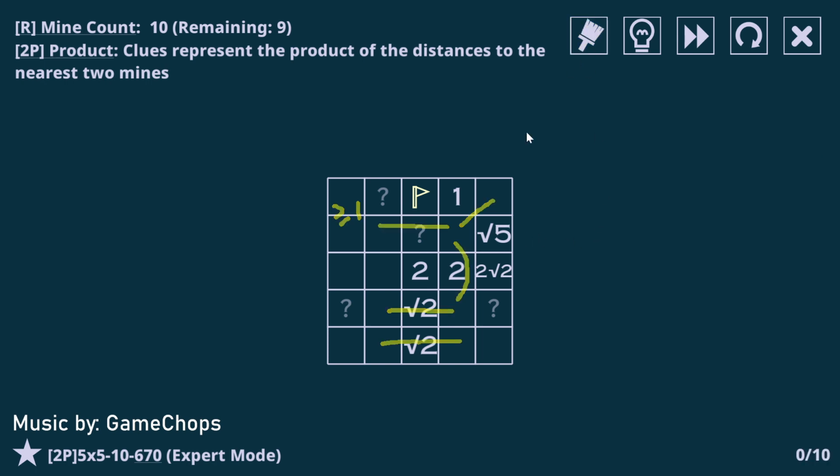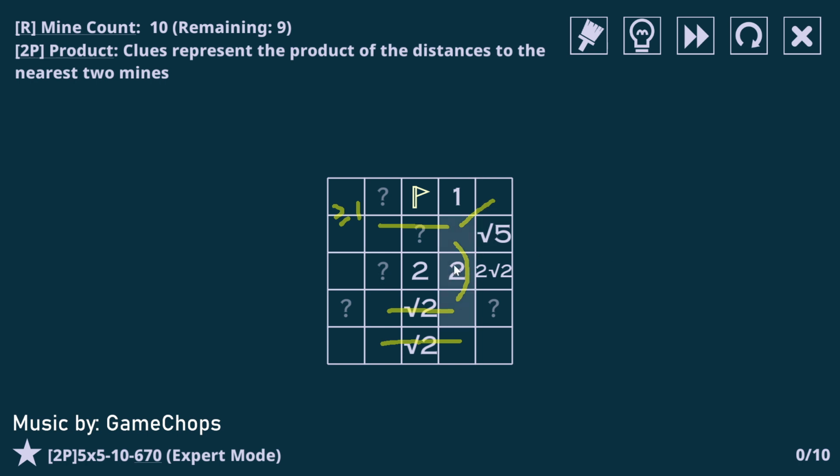Right, and because it's 2 root 2, it cannot see anything that's 1 away. Could I have clicked on that? I don't know. Okay, what does this mean? We have 9 mines remaining. Maybe you could do some mine counting then.